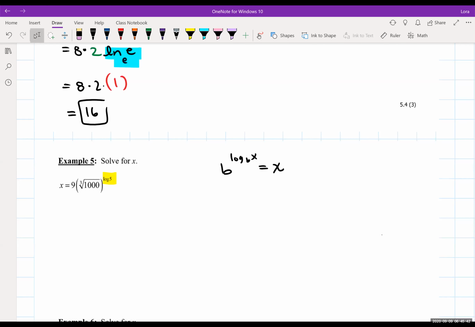A lot of times when these look a little more complicated, you may just say, well, that base of that log, even though you can't see it, it's not written, the base is 10.